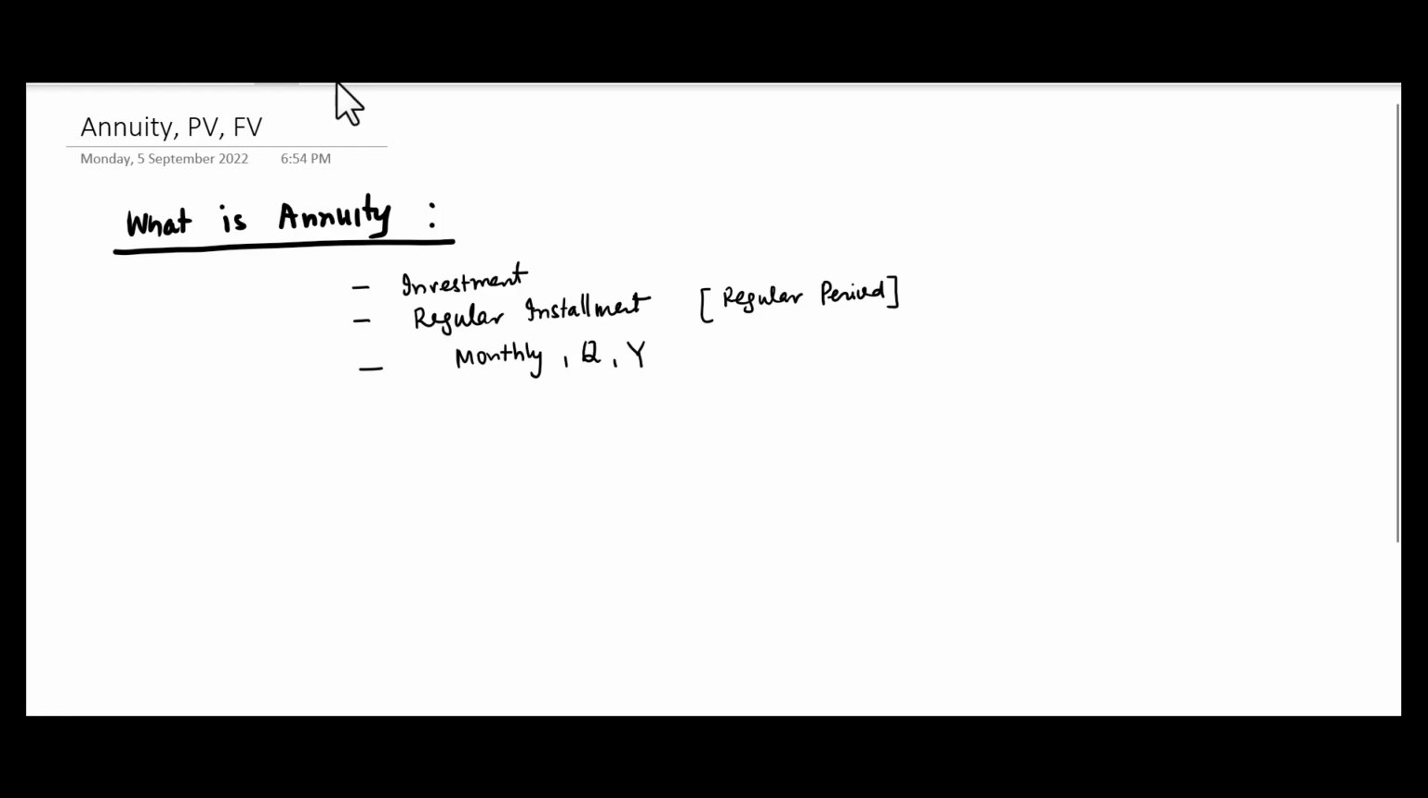One good example of this annuity is super fund in Australia. You and your employer both deposit an amount every month, and then at the end of the 60 years, or whenever you get retired, you get that amount back. So superannuation is a good example of annuity. Now, how does the calculation of the annuity work?